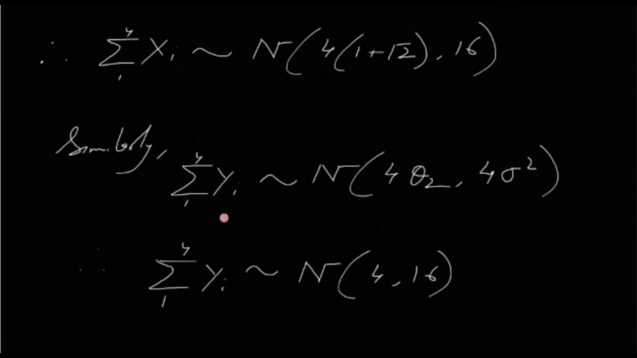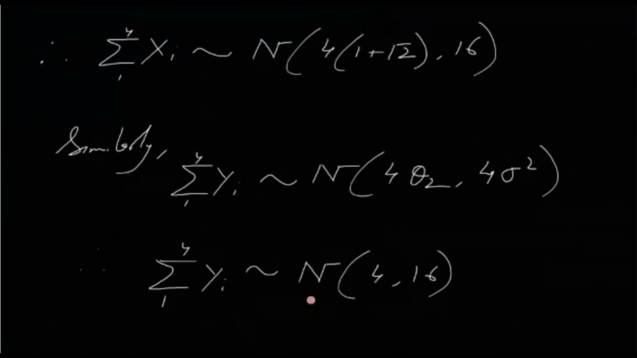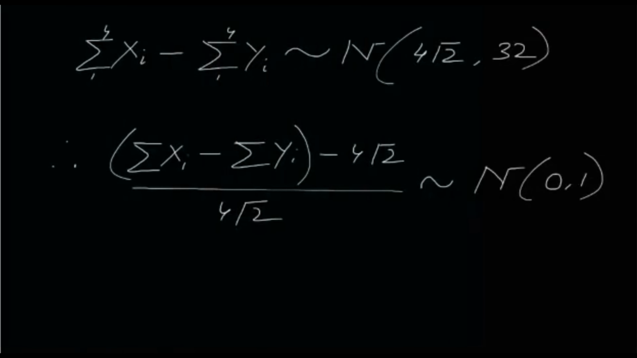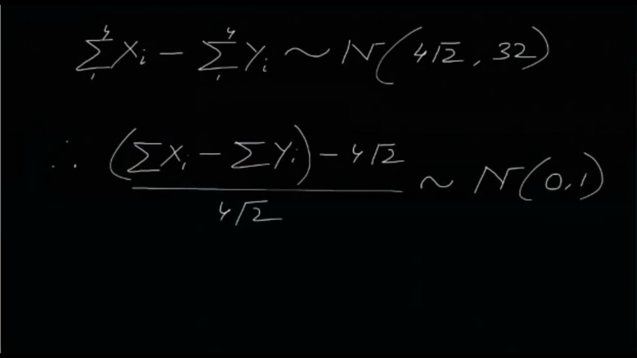Similarly, summation yi follows normal 4 theta 2 comma 4 sigma square, the same logic. Here theta 2 is 1, so summation yi is normal 4 comma 16. Now summation xi minus summation yi is nothing but normal 4 root 2 comma 32, because we have already found out that they follow normal, and the difference also follows normal, because linear combinations of normal random variables also follow a normal distribution. So summation xi minus summation yi follows normal 4 root 2 comma 32. Standardizing this, summation xi minus summation yi minus 4 root 2, divided by 4 root 2, is standard normal.